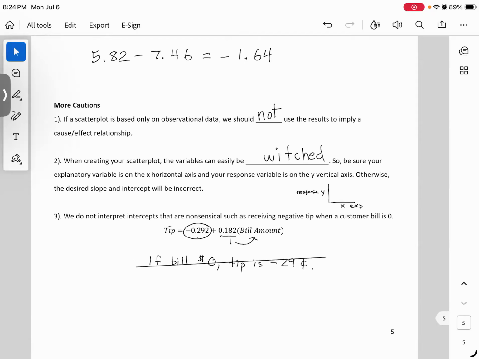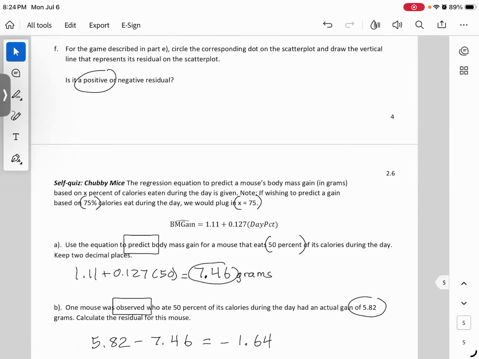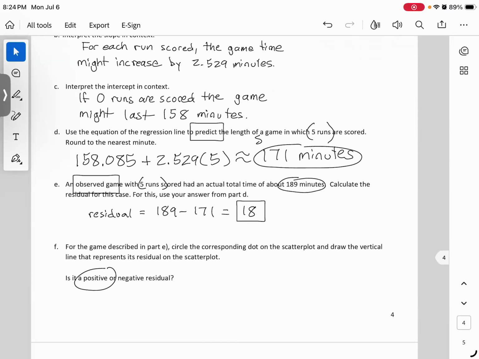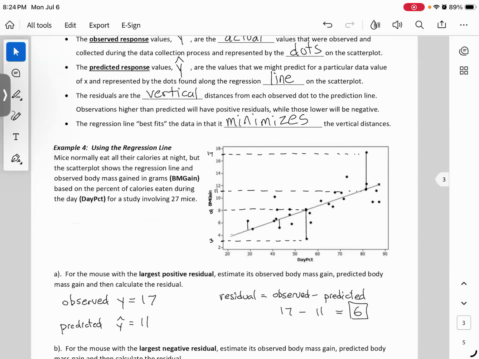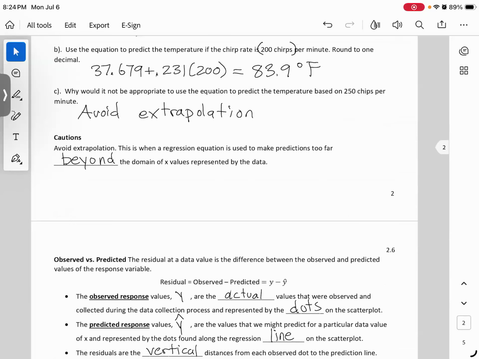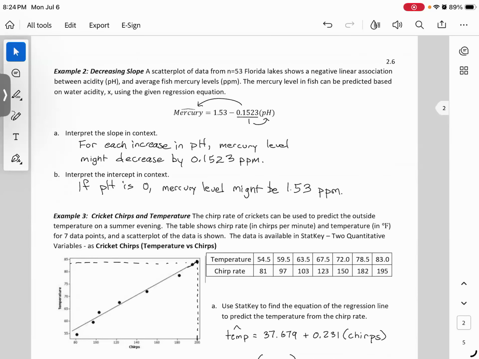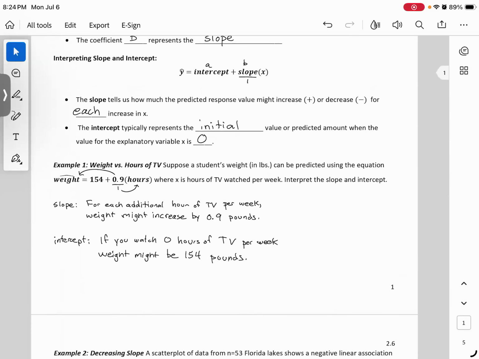That is our conclusion for this lecture. It's got your residuals, it's got your regression, slope, intercept. So it's got a good little chunk of stuff in there. StatKey to help out a little bit.